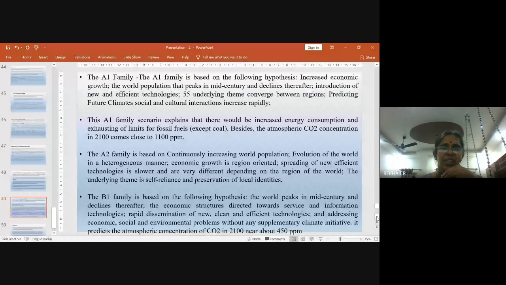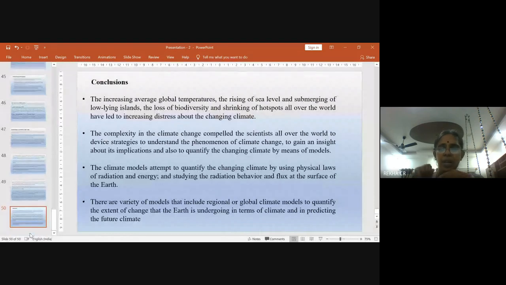Mid-century and declines thereafter. So like this, each model has its own prediction and gives its own separate clues. In order to conclude this topic, that is the fourth unit, predicting the future climate.